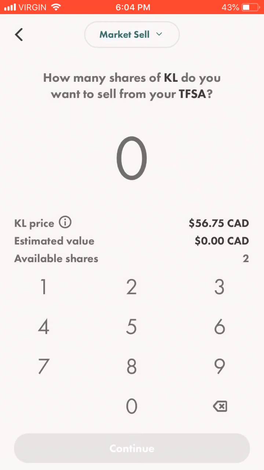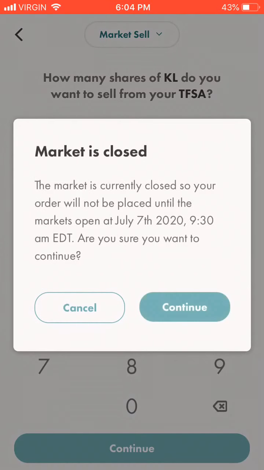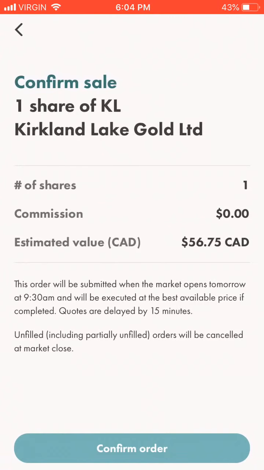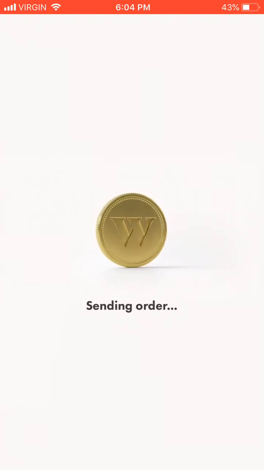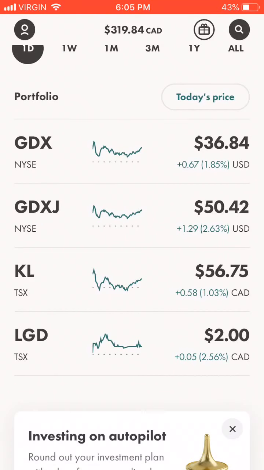So how many shares of KL do you want to sell? Let's say I just want to sell one share. We put one, continue, the market's closed, and then confirm order. So that's how we sell. Then when the market opens tomorrow at 9:30 Eastern, I'm going to sell KL, estimated at $56.75, but the real value is whatever the open price tomorrow. It should be around $56.75.